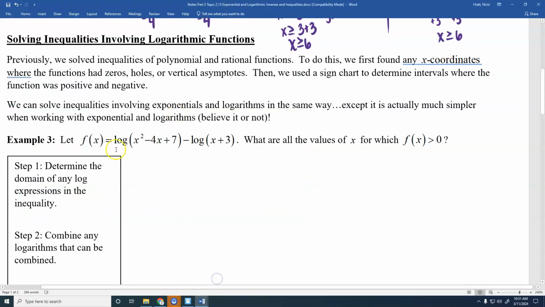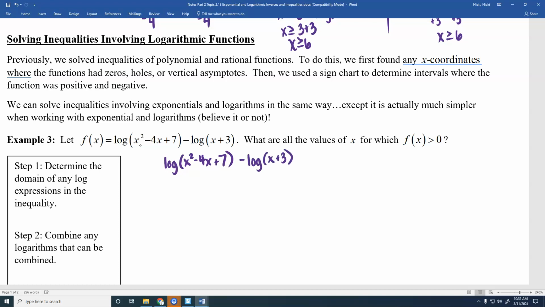So, we're looking for where this function is greater than 0. So we're going to start off just by doing log of x squared minus 4x plus 7 minus log of x plus 3 is greater than 0. Now, one thing, if this was an equation, I would move one of these logs to the other side and I would drop the logs. You can't really do that when you have an inequality sign. That dropping the logs could create an issue if you have an inequality sign. So I'm going to have to solve this without dropping the logs on both sides.